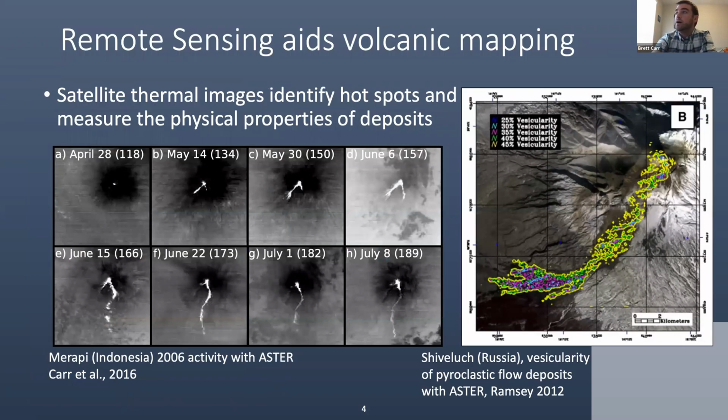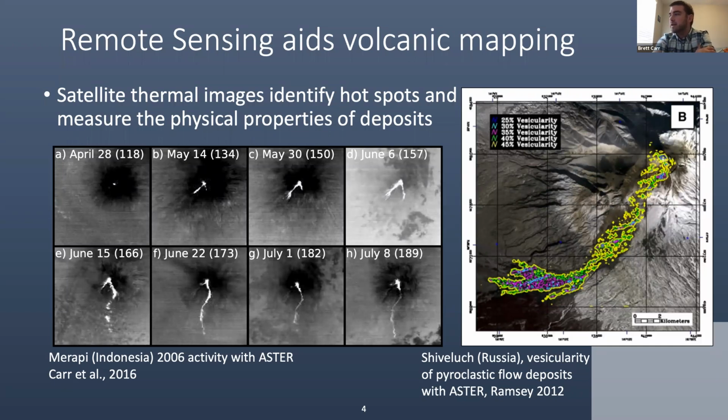That's just visual. Looking at thermal remote sensing, it is very useful from the aspect of identifying volcanic hotspots. On the left is a series of images from the ASTER satellite showing the 2006 eruption of Merapi. And then thermal, in addition to showing hotspots from active emplacement of eruptive material, for cooled deposits, you can actually use thermal data to analyze the physical properties of the deposit.